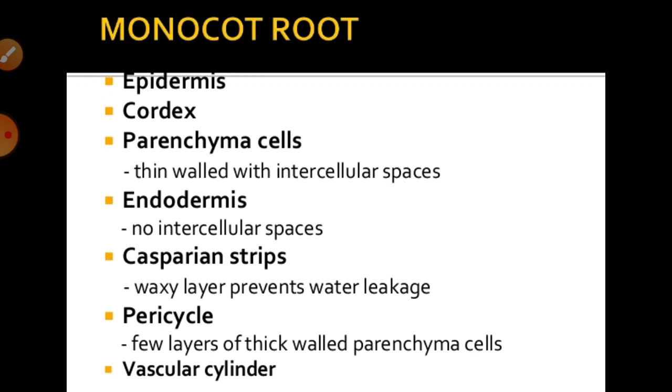So students, as we have already talked about the anatomy of the dicotyledons and monocotyledons plants, in which we talked in our previous lecture about the dicot leaf and the monocot leaf and their anatomical structures and their functions. Let's move to another topic: the anatomy of the dicotyledons and monocotyledons root.